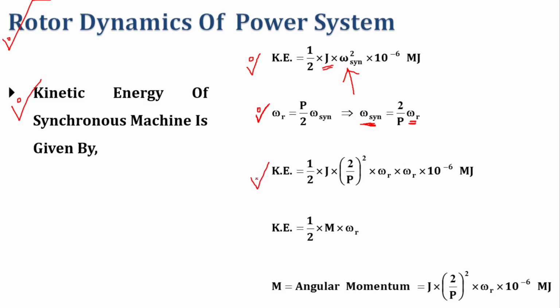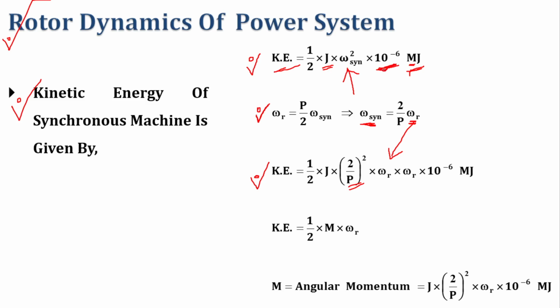So I can write kinetic energy is equal to 1 by 2 J, (2 by P) whole square, and omega r square. I have written omega r square instead of omega r into omega r, so omega synchronous square is nothing but (2 by P) square multiplied by omega r into omega r, into 10 raised to minus 6. I have written 10 raised to minus 6 because I want to write kinetic energy in terms of megajoule.